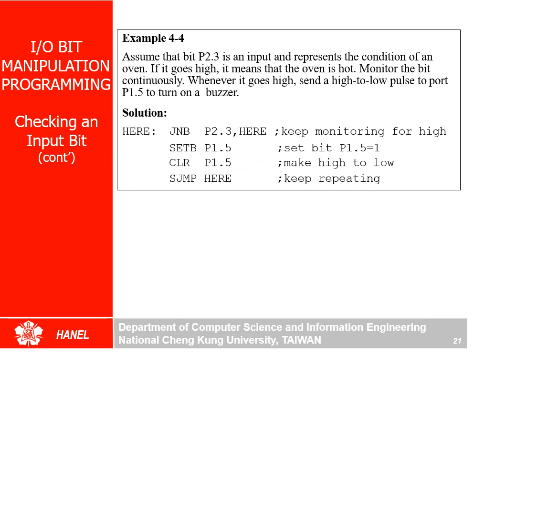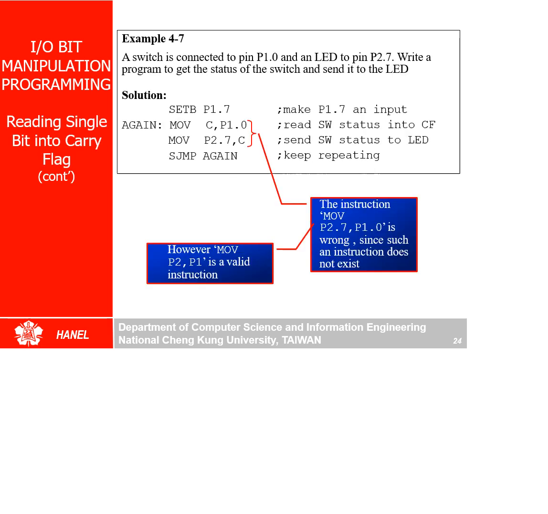Now assume the bit P2 input represents the condition of an oven. If it goes high, it means the oven is on. So the same program is written in another way. In another question here, it is not mentioned that P0 should be some value. So it is very similar to the previous one. I'm not explaining it, you can go through that.